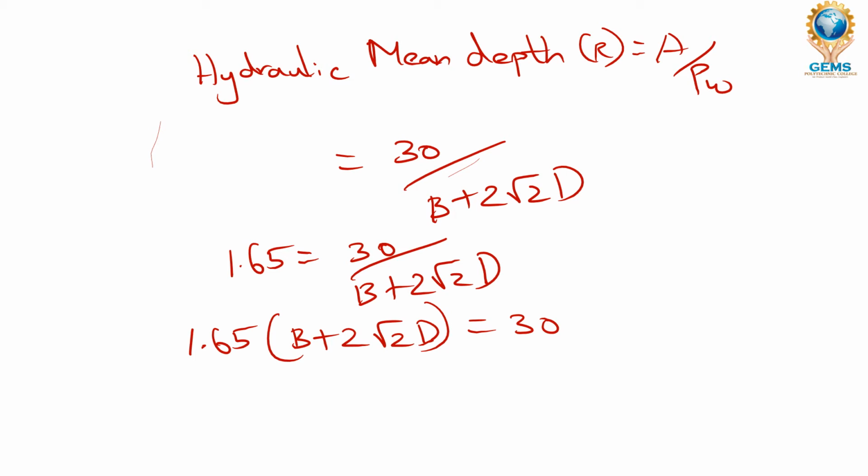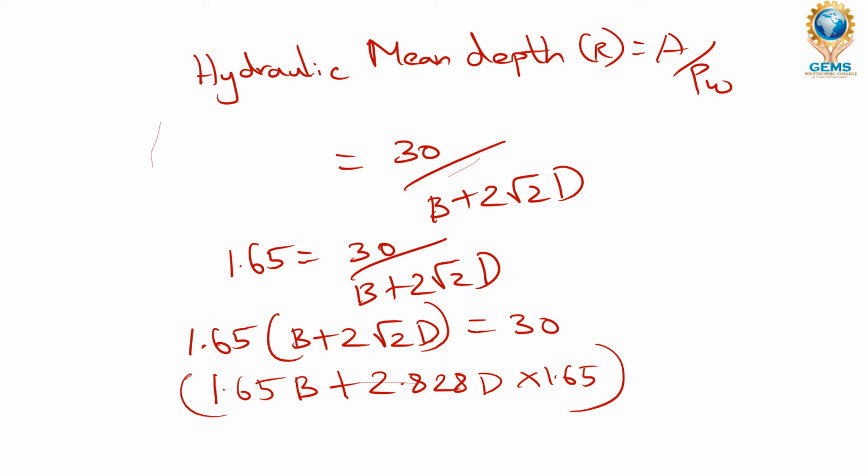Then you are going to multiply inside. Actually, you know 1.65 into b plus 2 root 2 d. Actually 2 root 2 d is nothing but 2.828 d, into 1.65, as we are going to multiply, which is equal to 30. After multiplying, I'm going to show you how the equation looks in the next slide.